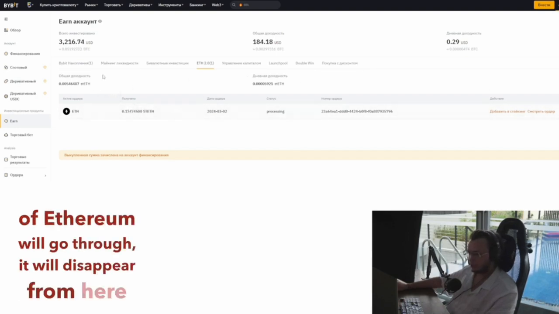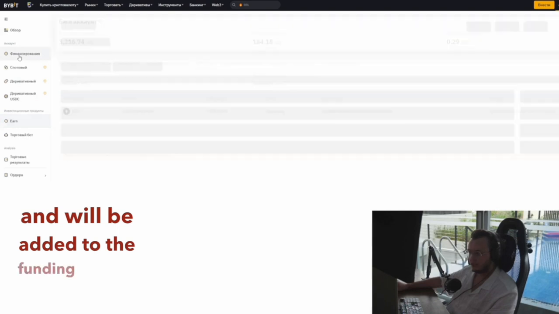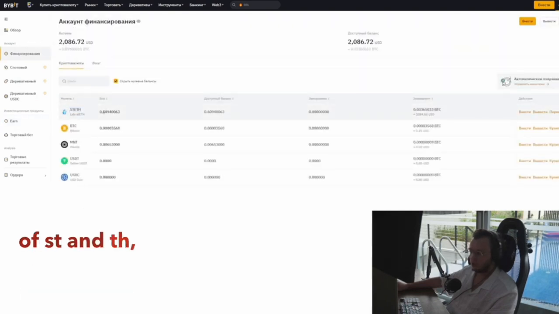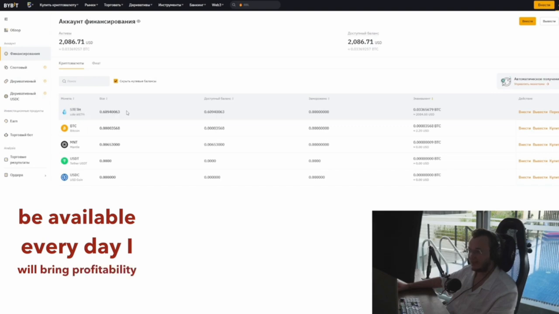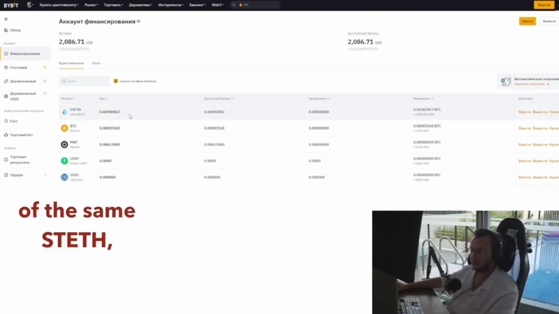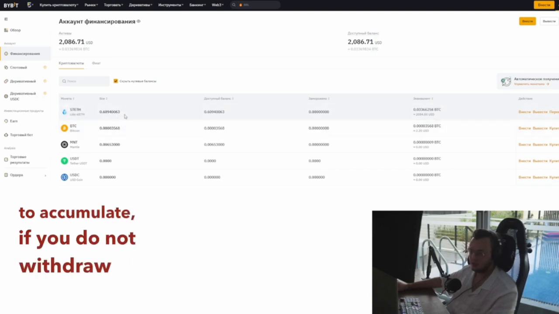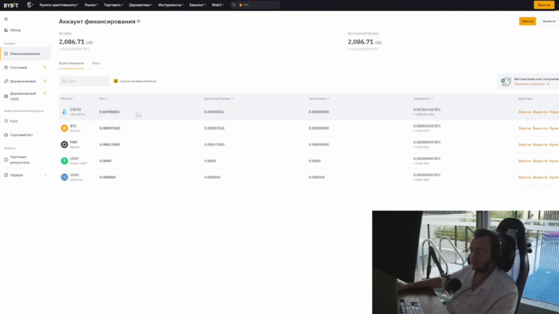it will disappear from here and will be added to the funding account in the form of stETH. Here are my 0.6 that were. Here are my 0.172. These ethers that I will keep on this account will bring profitability every day in the form of the same stETH. That is, in fact, it will be interest on interest on interest to accumulate. If you do not withdraw it, withdraw.